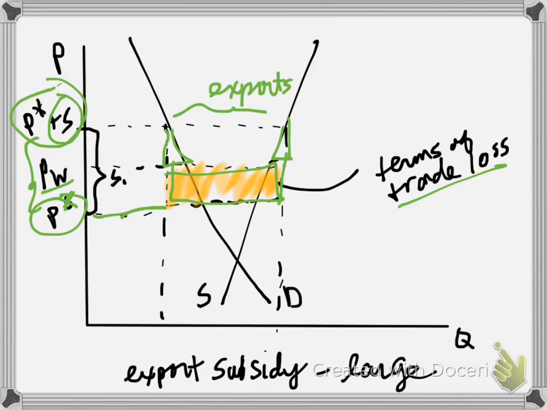This would be the case of, especially the case of grain exports from the United States and Europe, where the subsidy to those lowers the world price.